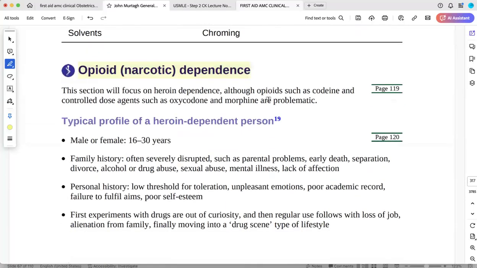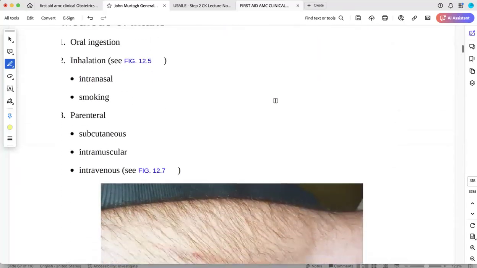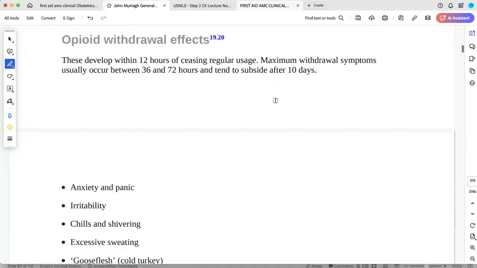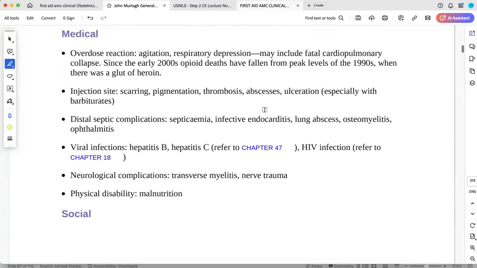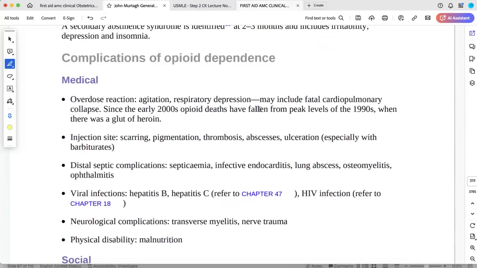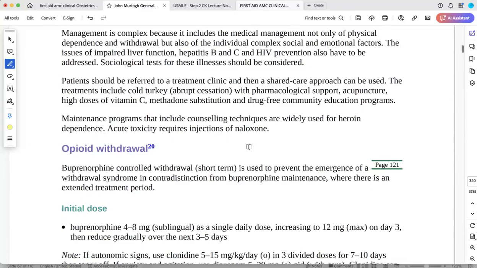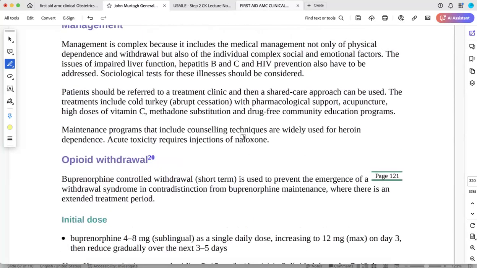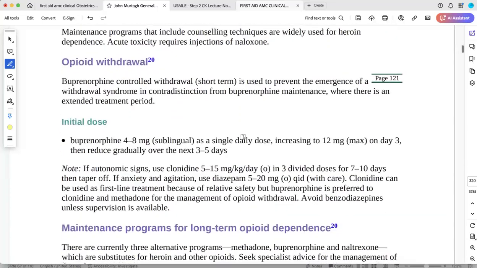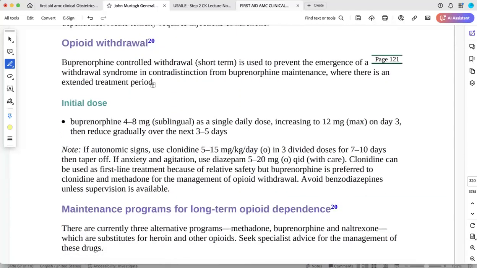So what to do if a patient has opioid dependence? Opioid dependence is not uncommon. For patients who have opioid dependence, a lot of complications can happen, which you can go through. Management is very complex for this group of patients, but there are a few things that we can do.